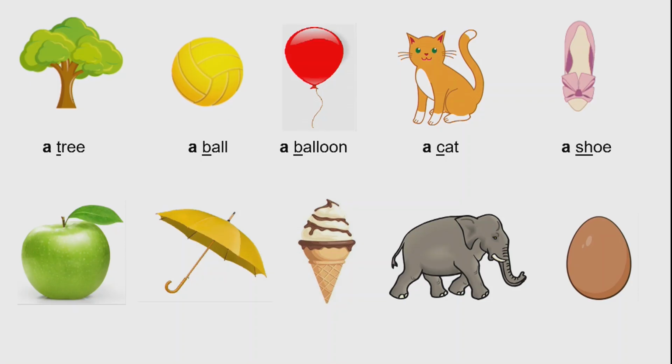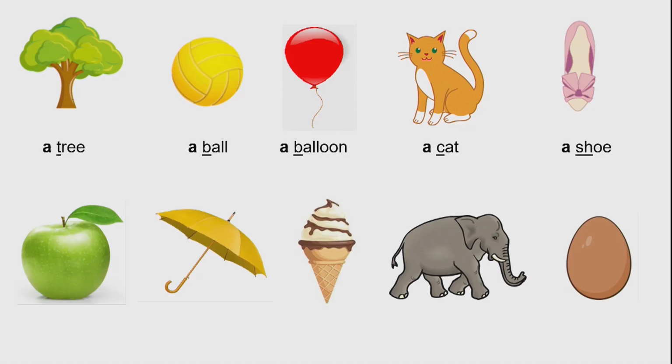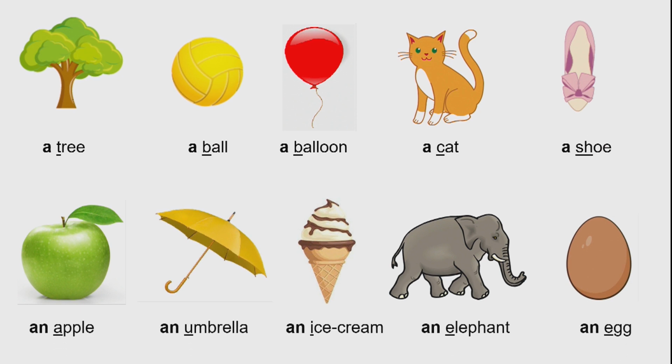Line number 1: all words start with the consonants, and we use these words with the article a. A tree, a ball, a balloon, a cat, a shoe. And how about words from line number 2? They all start with the vowels, and we use an article an. Look, an apple, an umbrella, an ice cream, an elephant, an egg. Good of you guys. Now, open your books on page 102, Lesson 3.